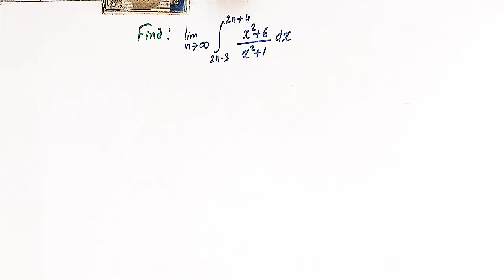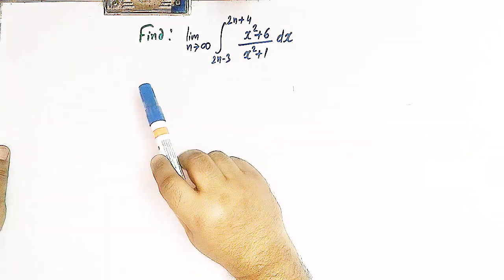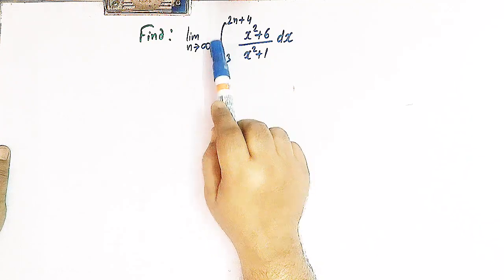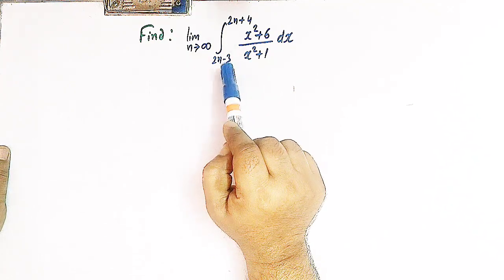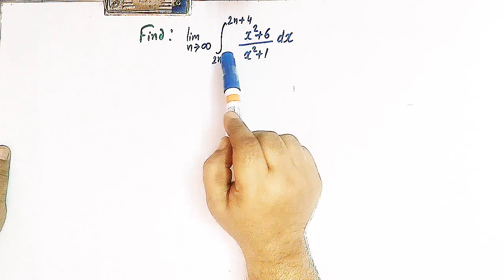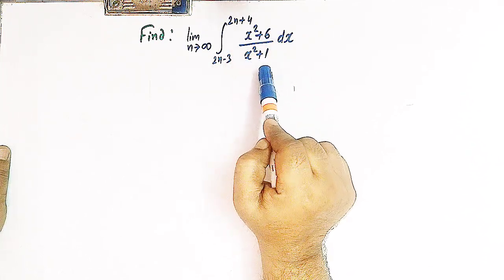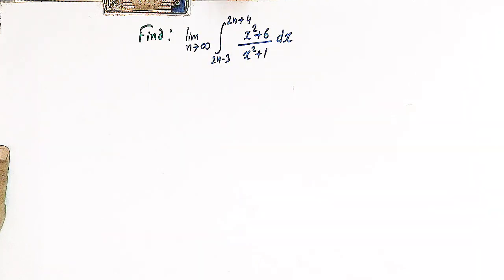Hello viewers, in today's session we are going to discuss a mixed problem on definite integral and limits. Here we have to find the value of this expression: limit n tends to infinity of the integral from 2n minus 3 to 2n plus 4 of (x square plus 6) over (x square plus 1) dx.